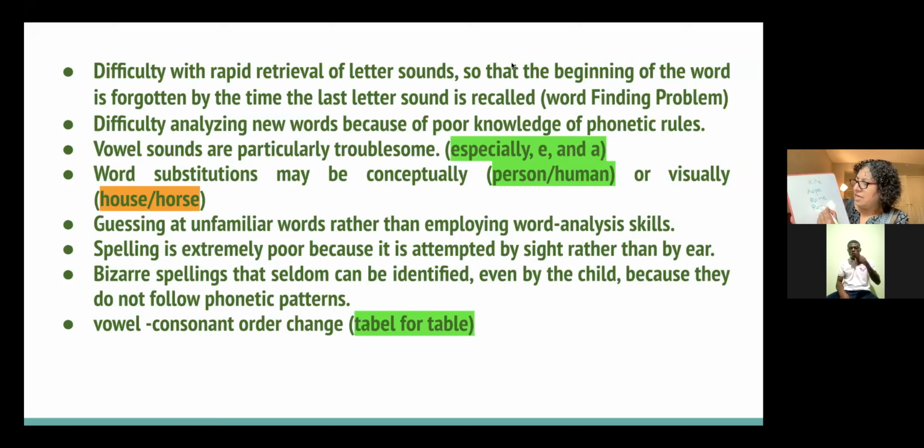So the knowledge of the phonetic rules or the spelling rules is also important for children to learn. Some children by default will know and understand these things, but with dyslexia, with reading and writing challenges, this becomes very challenging for them.